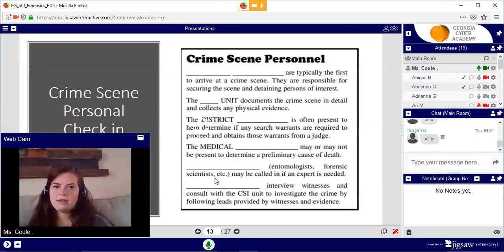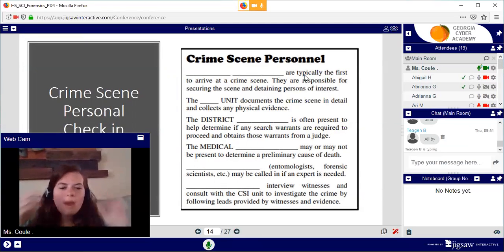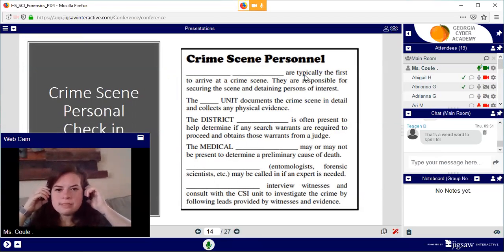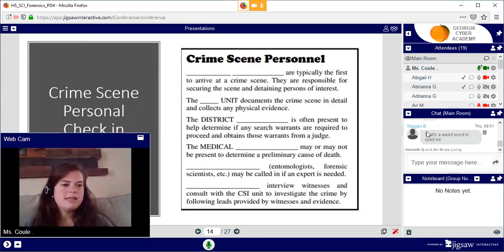Good. All right, here's some more. Who are typically the first to arrive at the crime scene? They're responsible for securing the crime scene and detaining persons of interest. Yeah, it's A-L-I-B-I, alibi.